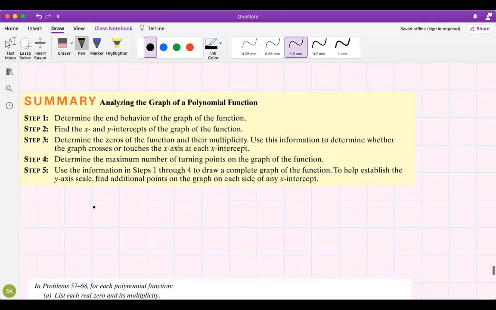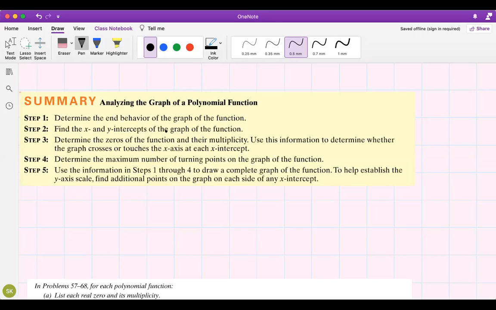All right, we are ready to start graphing polynomial functions. So here's a summary that's coming from your book of how to analyze and graph polynomial functions. What you're going to be given in the next few problems is a function. I'm going to ask you to determine a lot of information about it, but the ultimate goal is to graph it.